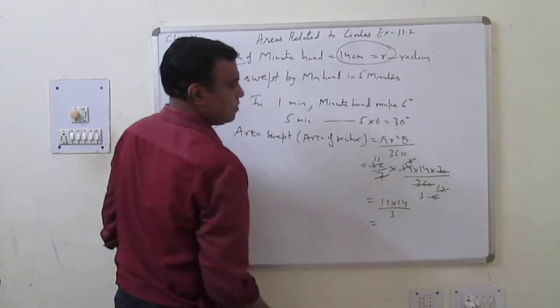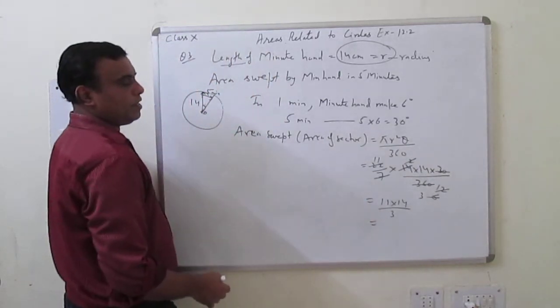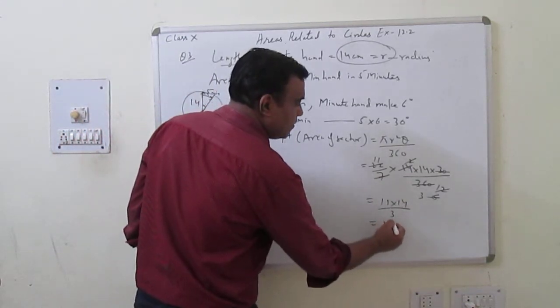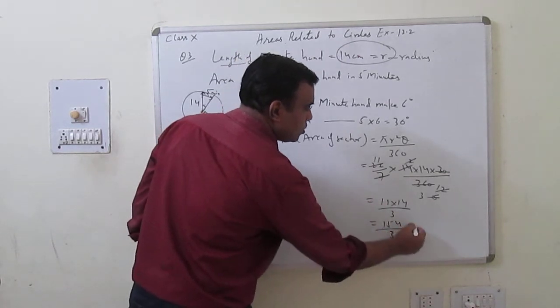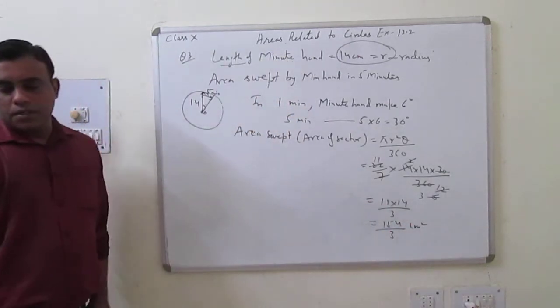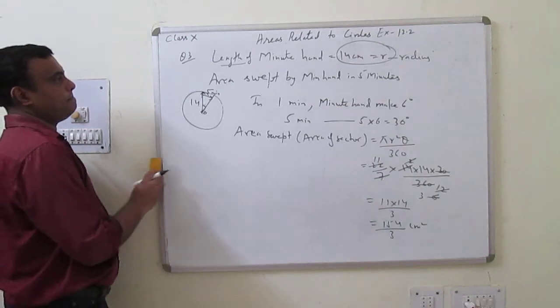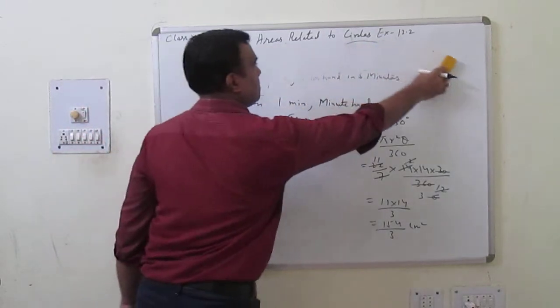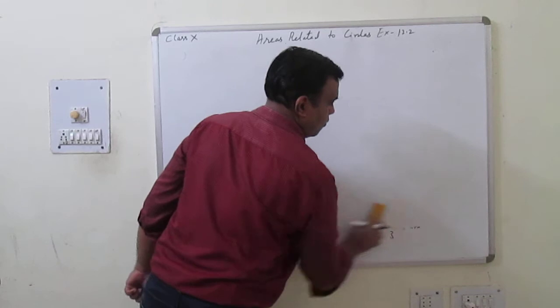11 into 14 upon 3. If you multiply it, you will get 14 into 11, so it will be 154 upon 3 centimeter square. Now question number 4.